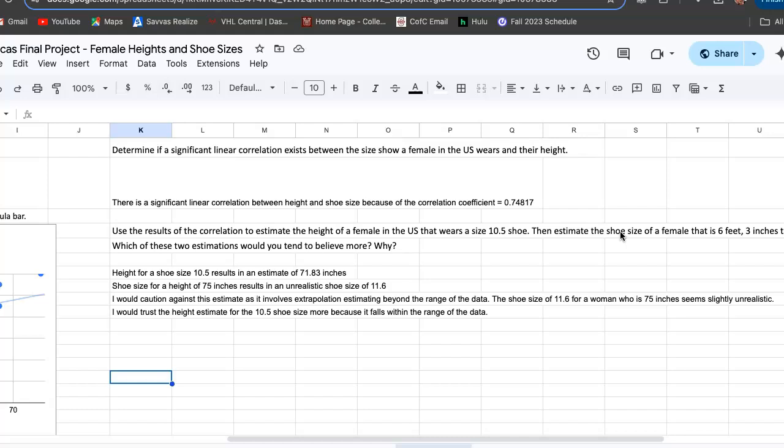But I would caution against trusting this estimate too much because it involves extrapolation, which is estimating beyond the range of the data. So I would probably say that the shoe size of 11.6 for a woman who's 75 inches tall seems a bit extreme and probably unrealistic. I'm not sure. I don't want to say for sure, and I could be wrong again. So I would trust the height estimate for the 10.5 shoe more because it falls within the observed range of the data.